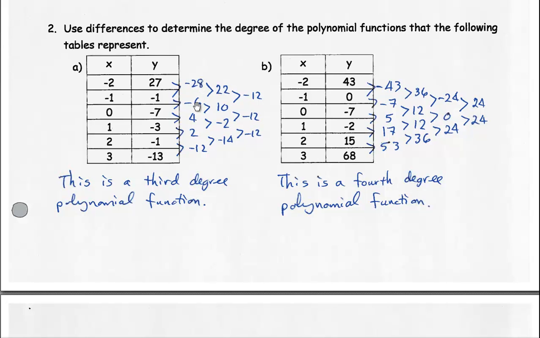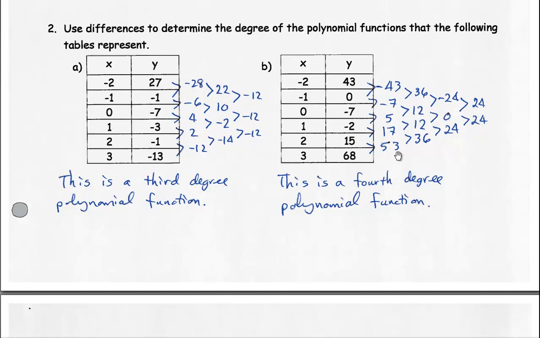So -6 take away -28 is 22. 4 take away -6, same as 4 plus 6, is 10. And we get differences of -2 and -14 here. So again, the second differences are not the same, so it's not quadratic or second degree. But if we go 10 minus 22, it's -12. -2 minus 10 is -12. And -14 minus -2 is -12. So the third sets of differences are all the same, so that's why it's a third degree or cubic polynomial function.